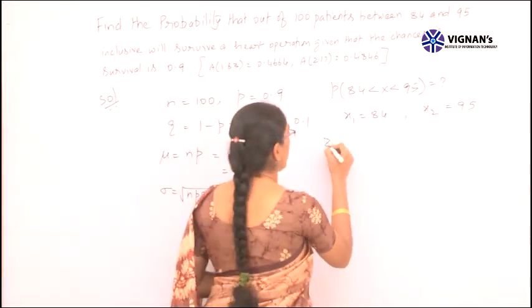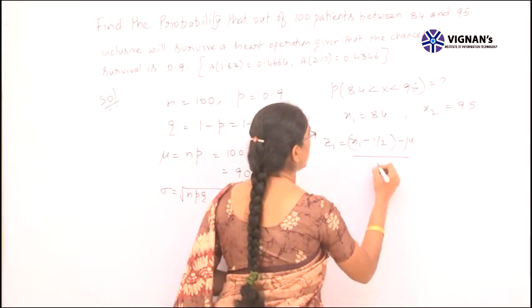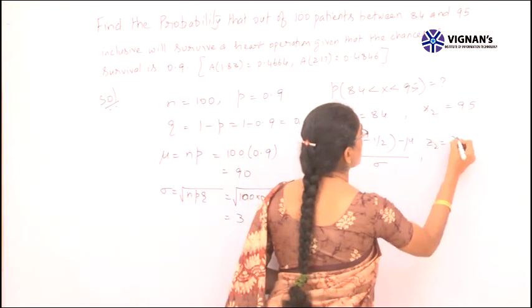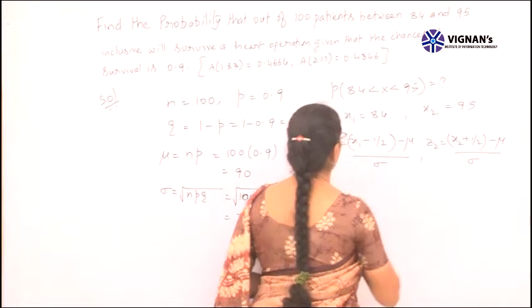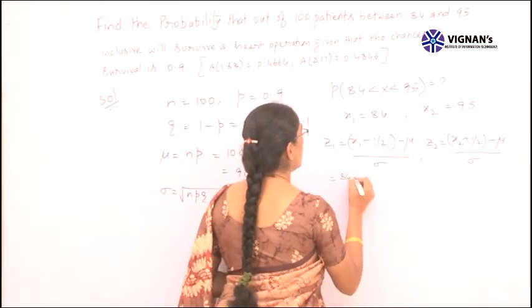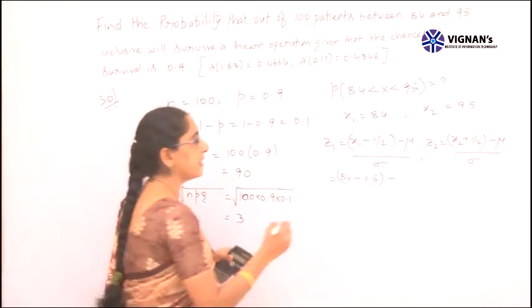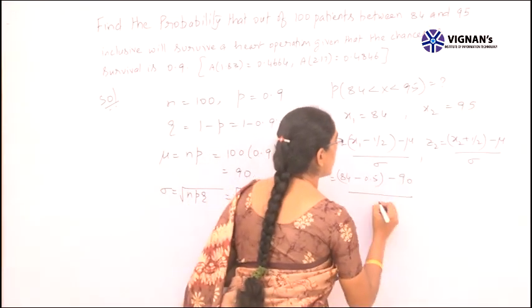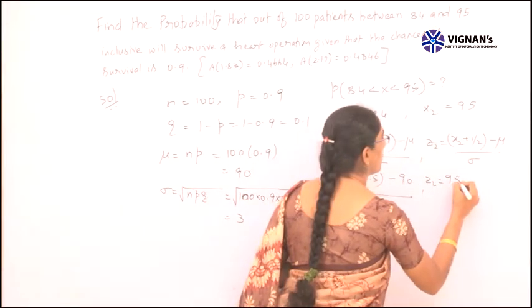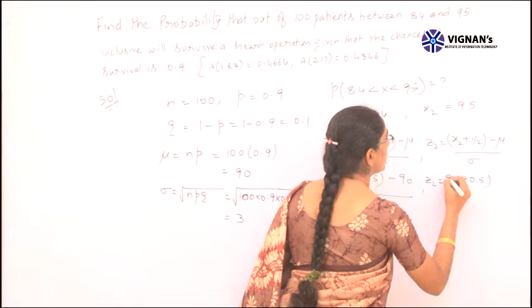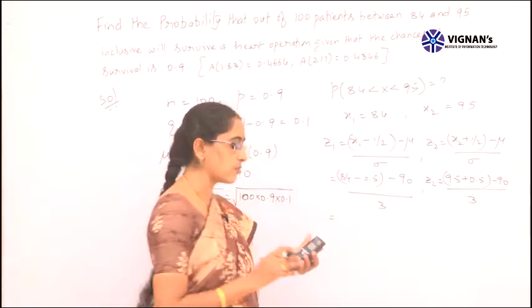So therefore Z1 is given as (x1 minus 1/2 minus mu) by sigma and Z2 is given as (x2 plus 1/2 minus mu) by sigma. If we substitute here, 84 minus 1/2, which means 0.5, minus mu, whose value is 90, by sigma, whose value is 3. Similarly, for Z2, x2 means 95 plus 1/2, which means 0.5, minus 90 by 3. Now let us simplify this using a calculator.